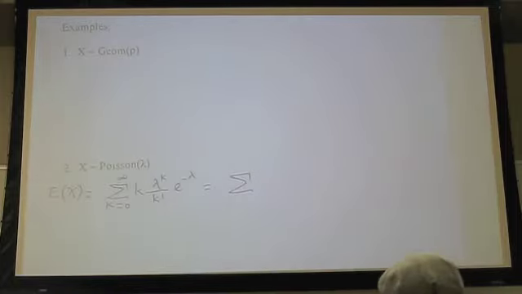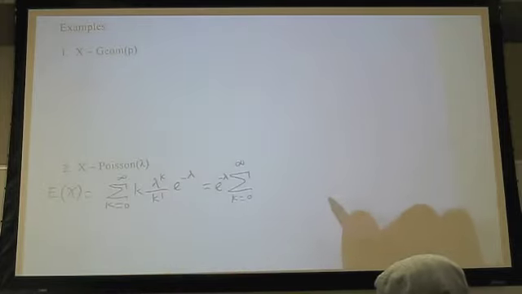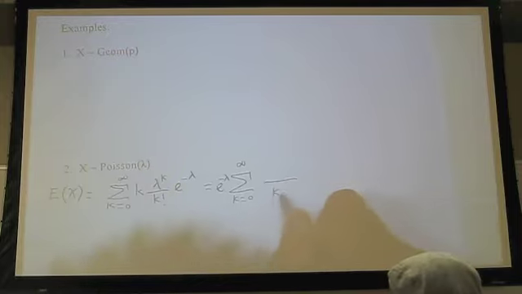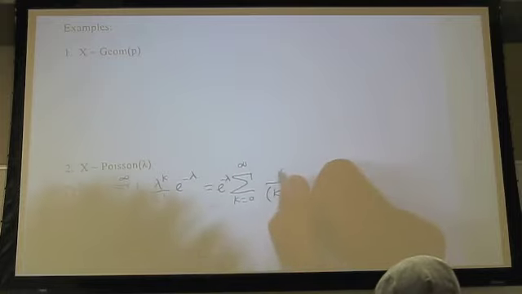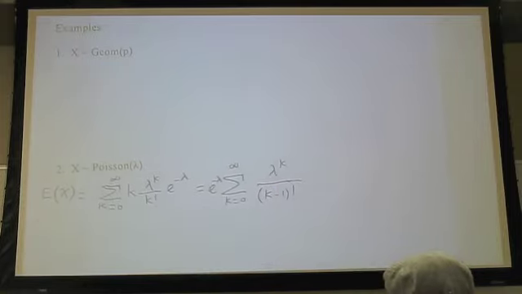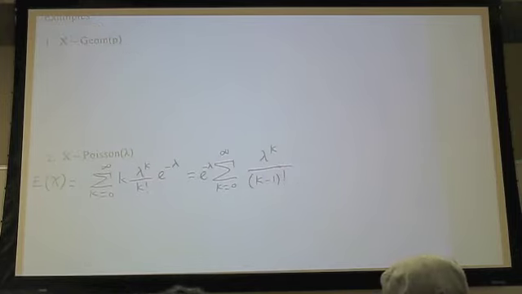e to the minus lambda is independent of everything. Can I bring that out? Yeah, let's do that. So I have e to the minus lambda out here, and then the sum for k equal to 0 to infinity of k divided by k factorial. What is that? k minus 1 factorial. So this is k minus 1 factorial. And this is lambda to the k. Can anybody give me a suggestion on how to sum that nasty looking thing?